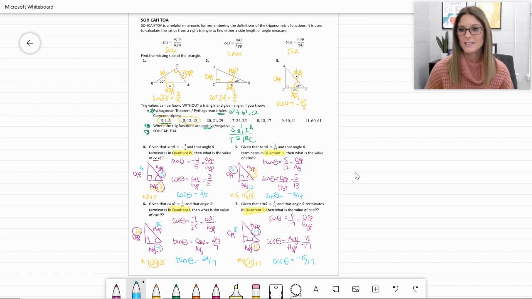Watch out, of course, double check before you submit an answer. What quadrant are you in? Make sure if it's supposed to be negative, you tag on a negative on your value based on the quadrant that you've been told your theta is in.